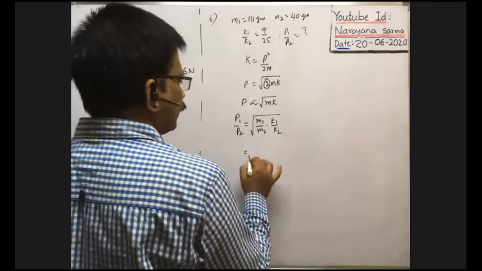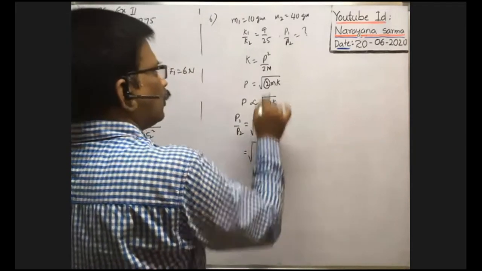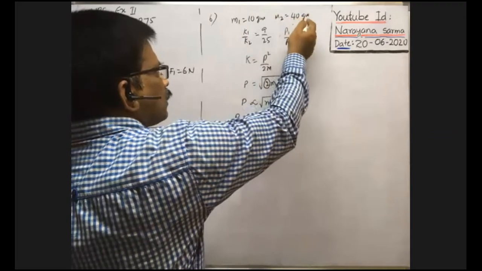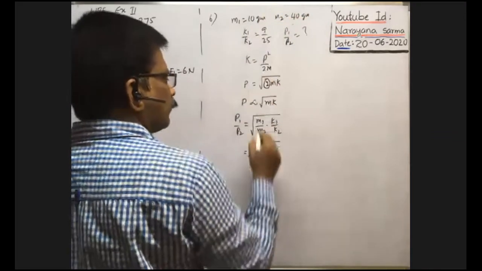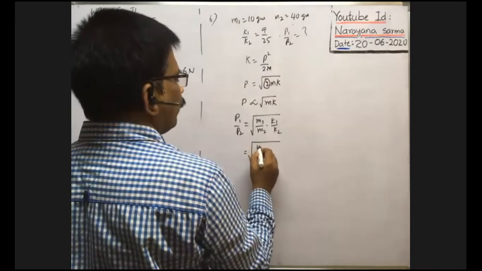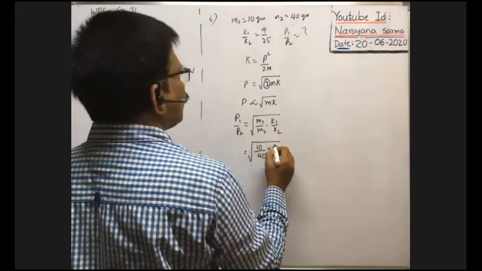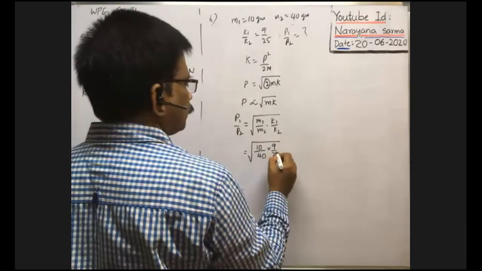Now we substitute the data. As it is the ratio, directly we can substitute in any system. Both must be in the same system, whether they are in kilogram or grams, as it is the ratio. So m1 means 10 by m2 means 40, into K1 by K2 ratio already given 9 by 25.